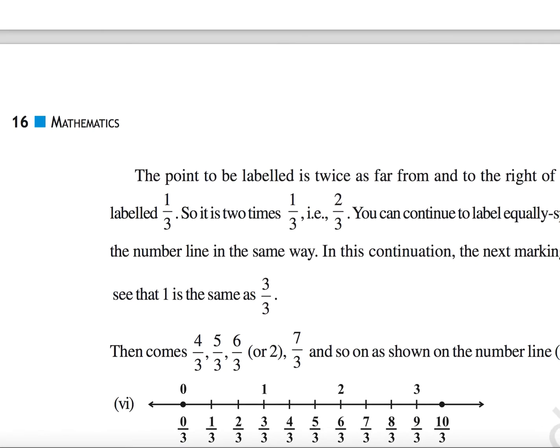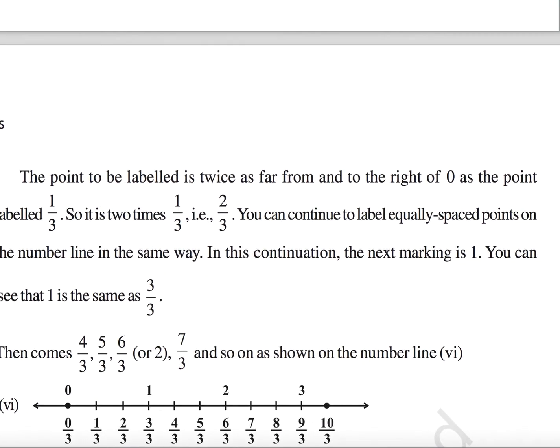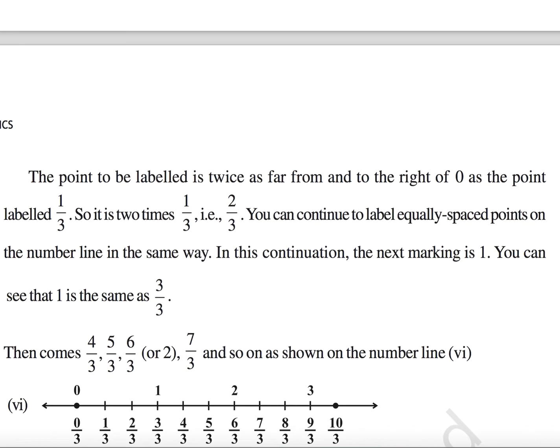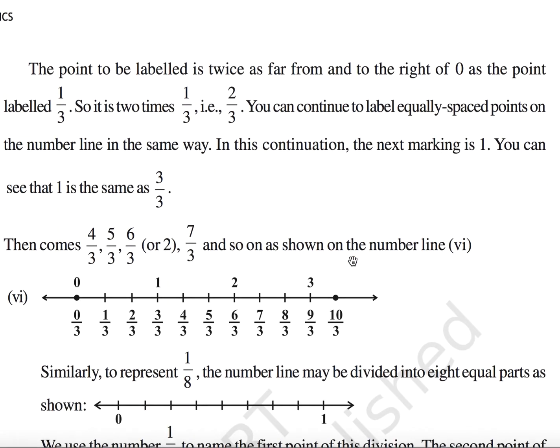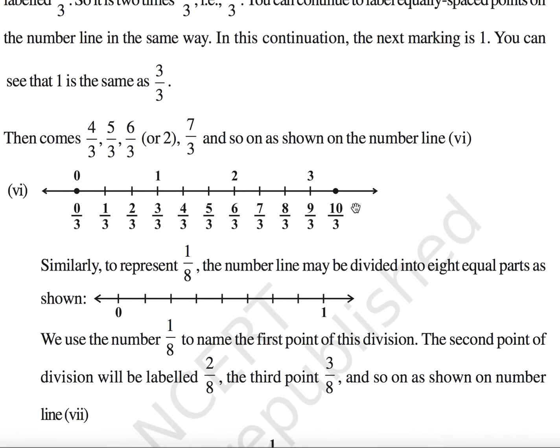Right. The point to be labeled is twice as far to the right of 0 as the point labeled 1 by 3. So it is 2 times 1 by 3, which is 2 by 3. You can continue to label equally spaced points on the number line in the same way. In this continuation, the next marking is 1, which is the same as 3 by 3, then 4 by 3, 5 by 3, 6 by 3, 7 by 3, 8 by 3, 9 by 3 is again 3, and 6 by 3 is 2.